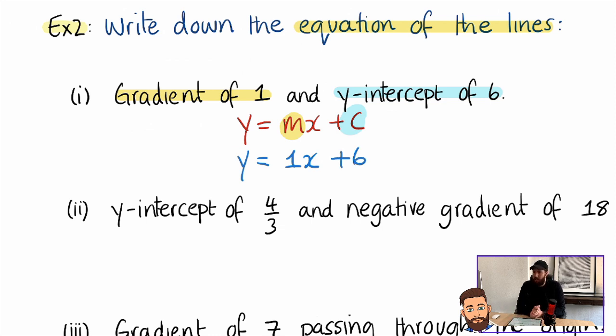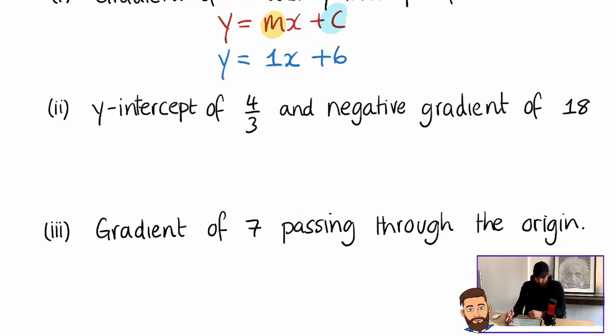So they've told us that the gradient is 1, so it's y equals 1x, and the y-intercept is 6, plus 6. What does that mean about that graph? It means that it crosses the y-axis at 6, and the gradient is across 1, up 1. So that's that one done. Next one.